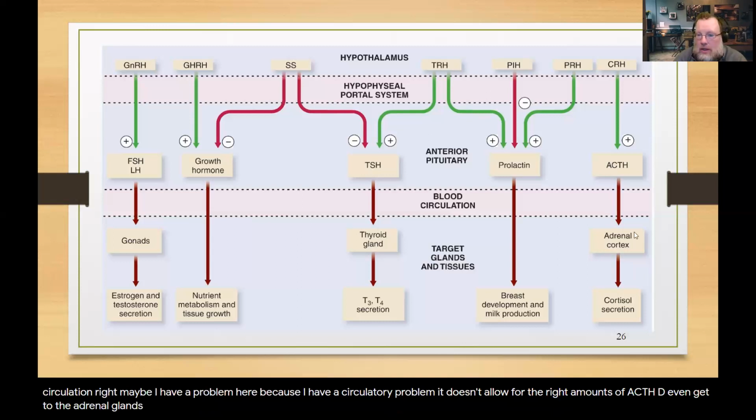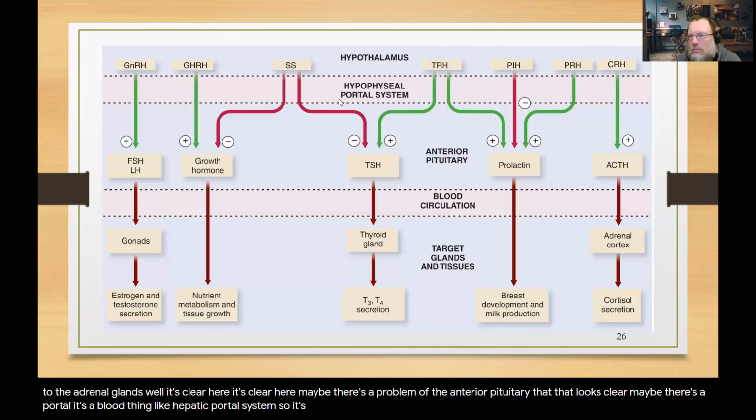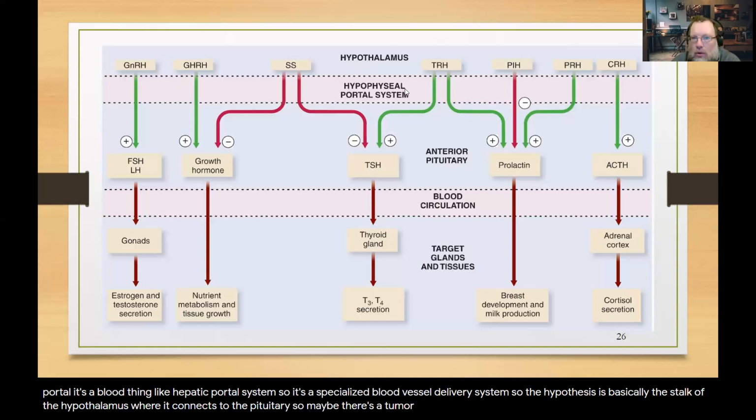Well, it's clear here. It's clear here. Maybe there's a problem with the anterior pituitary. Yep, that looks clear. Maybe there's a problem with the portal. Remember, when we see portal in the body, it's a blood thing, like hepatic portal system. So it's a specialized blood vessel delivery system. The hypophysis is basically the stalk of the hypothalamus where it connects to the pituitary. So maybe there's a tumor in the hypophyseal portal, or there's a blood clot or something.